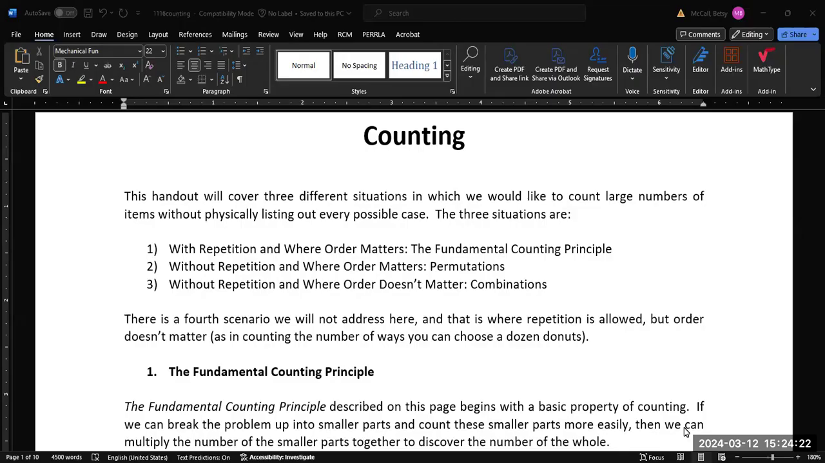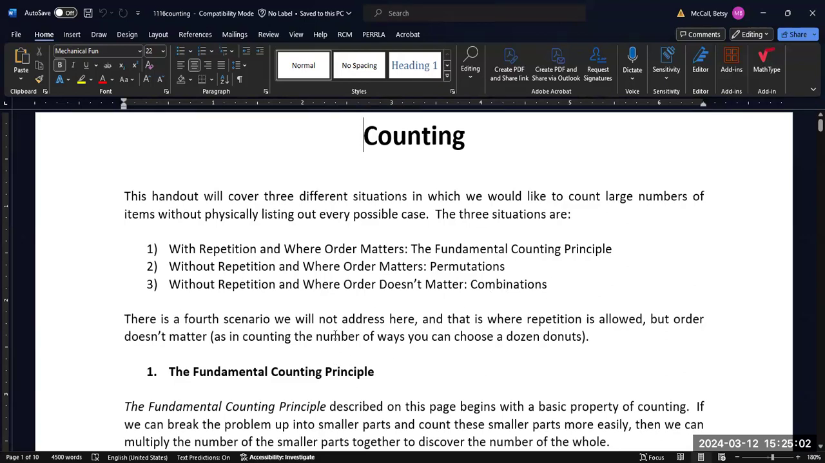All right, so in this video, we're going to look at counting rules that we can use, particularly for counting the number of things that will occur and also calculating probabilities in complex situations. The main three scenarios are with repetition where order matters, which is the fundamental counting principle; no repetition where order matters, which is a permutation scenario; and without repetition where order doesn't matter, which is the combination scenario.